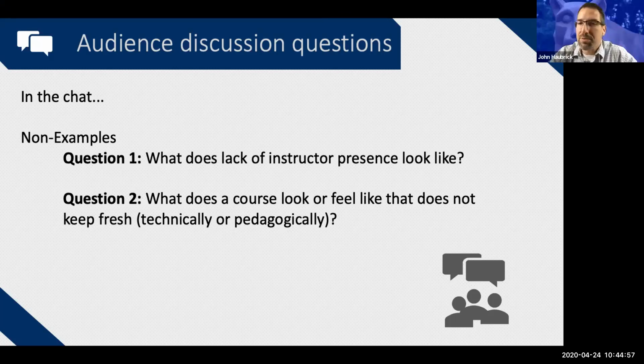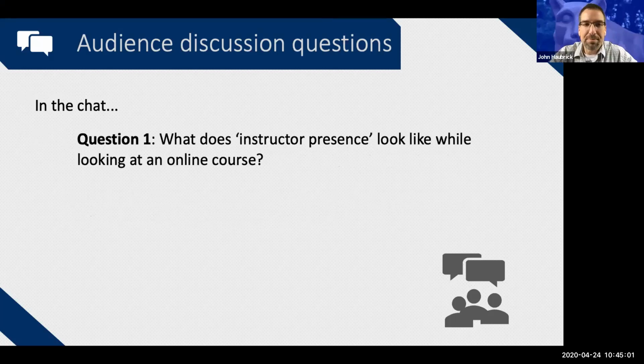Misaligned objectives. Good, there's all sorts of things here. All right, let's think about this from the other point of view. What does instructor presence look like while looking at an online course? So if you're going into someone's LMS, halfway through the semester or further, what does instructor presence look like?